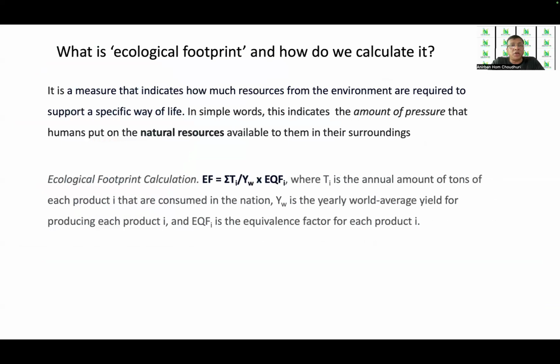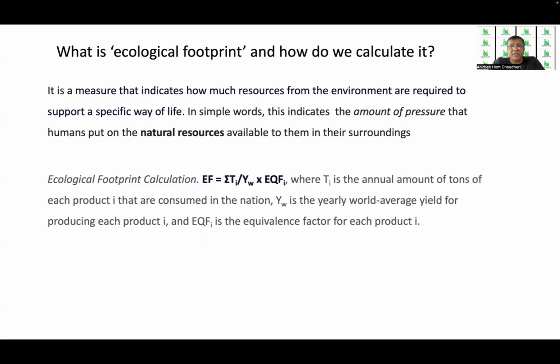The next question is, what is ecological footprint and how do we calculate it? From carbon footprint, we move on to ecological footprint. We also label it as resource footprint. It is a measure that indicates how much resources from the environment are required to support a specific way of life. That is, how much of the resources is being extracted from the environment for use in the ICUs, and whether there is any chance that this amount of resources can be reduced or used in some form so that their harmful effect on the environment is reduced.